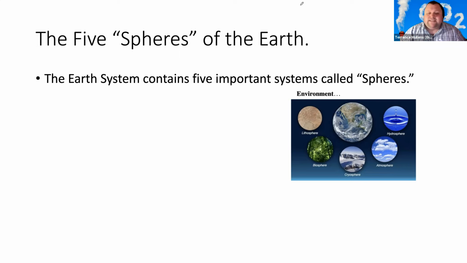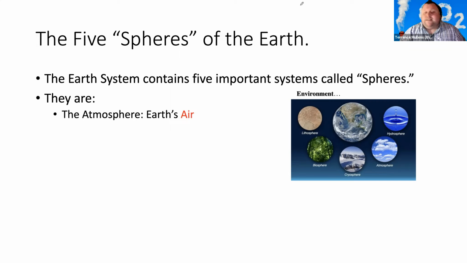And the 5 things are called the atmosphere. That is Earth's air. That's where our weather is. That's where rain comes from. When you feel the wind, that's happening in the atmosphere. That is my favorite sphere because that's the sphere that I geek out about.